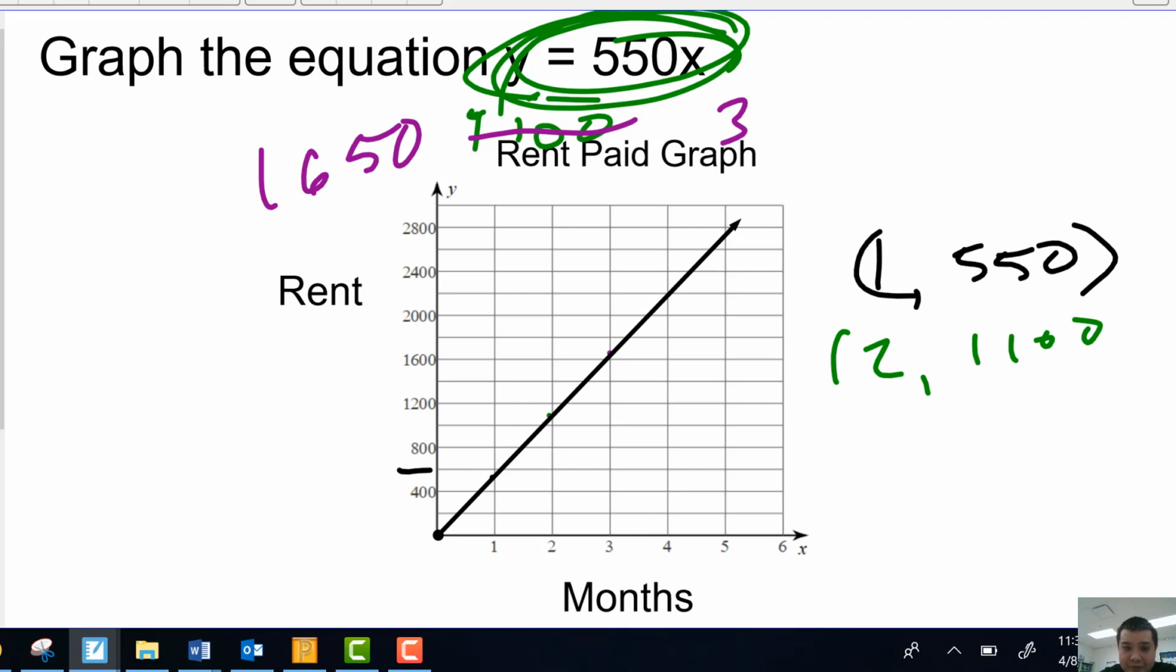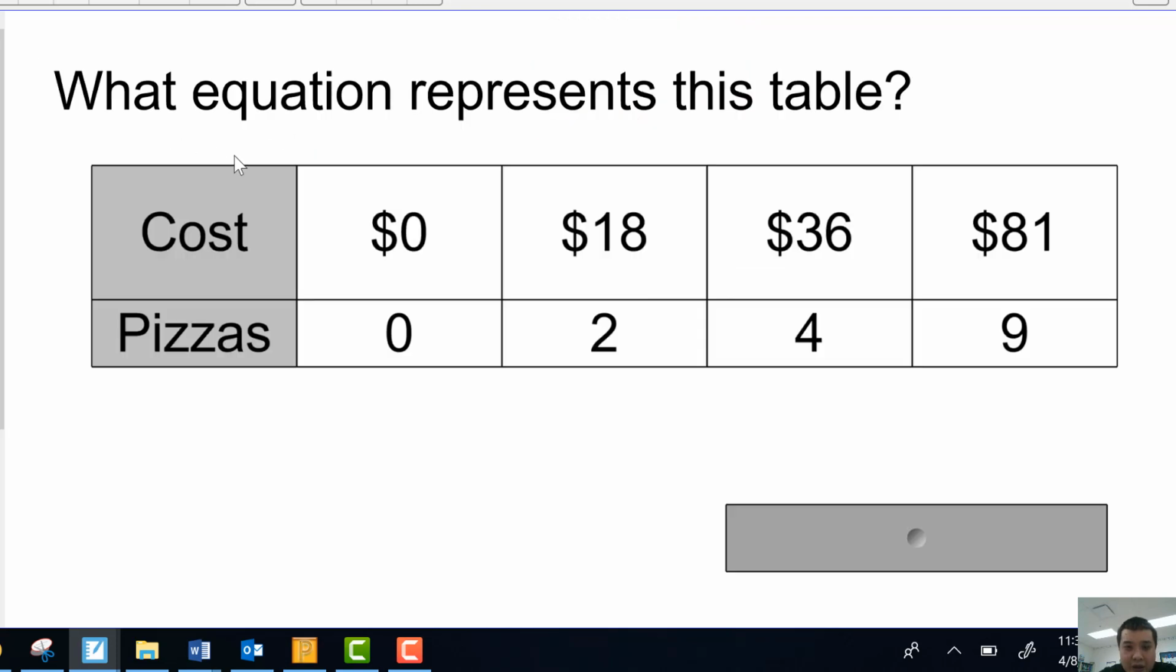So let's try another one. Again, we're going to test to make sure that this is proportional, and we can skip this one right here. So let's start with this one, and this one. Our independent variable is the pizzas. So this is the x, and this is the y.